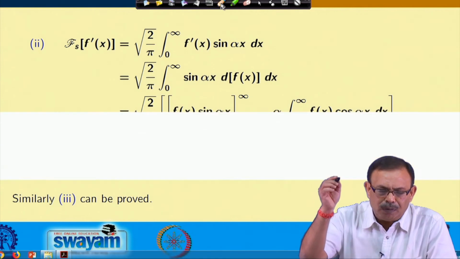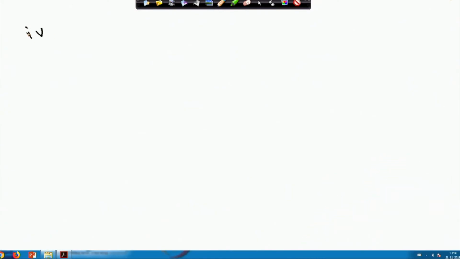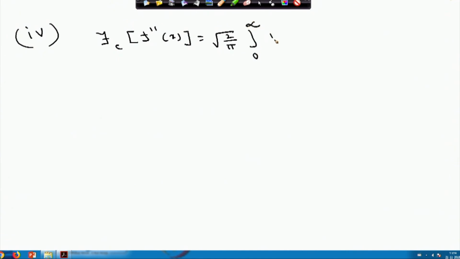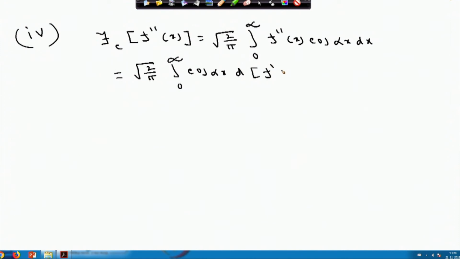Let us see the proof of the fourth one, that is the Fourier cosine transform of f double dash x. This equals root over 2 by pi, integral from 0 to infinity of f double dash x into cos of alpha x dx. From the definition we can tell this. So, this equals root over 2 by pi, integral from 0 to infinity of cos of alpha x into d of f dash x into dx. Now, use integration by parts again over here.